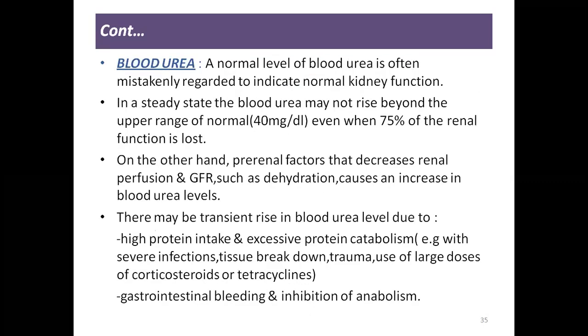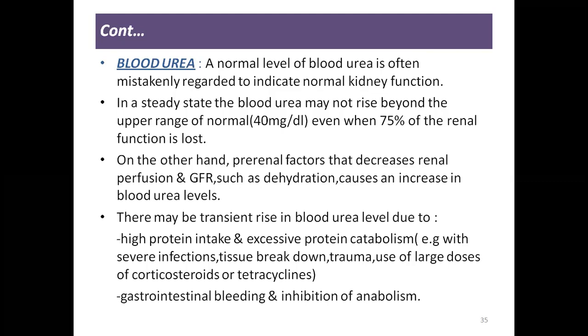Next in line after creatinine is the blood urea level. The normal level of blood urea is often mistakenly regarded to indicate normal kidney function. So, what does a high value of blood urea indicate? In a steady state, the blood urea may not rise beyond the upper range of normal, even when 75% of renal function is lost, that is, the upper range normal is 40 milligram per deciliter of blood.